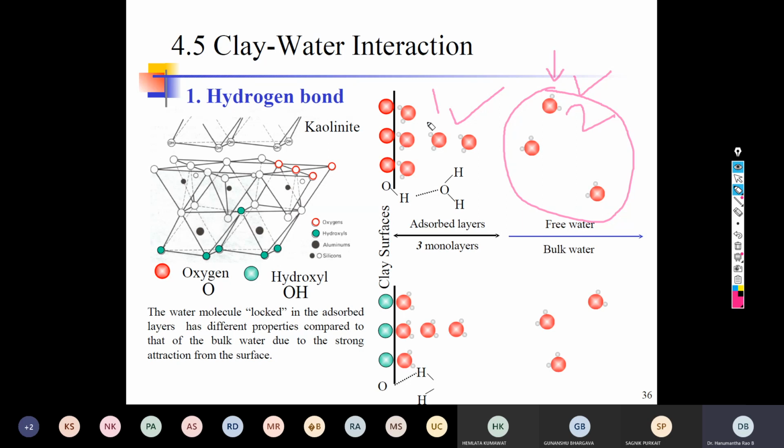So when we say a reduction in the diffuse double layer, the obvious consequence is consolidation or settlement. More the reduction in the thickness of the diffuse double layer, more is the settlement. Okay. So I have correlated this with foundation engineering, ground improvement.